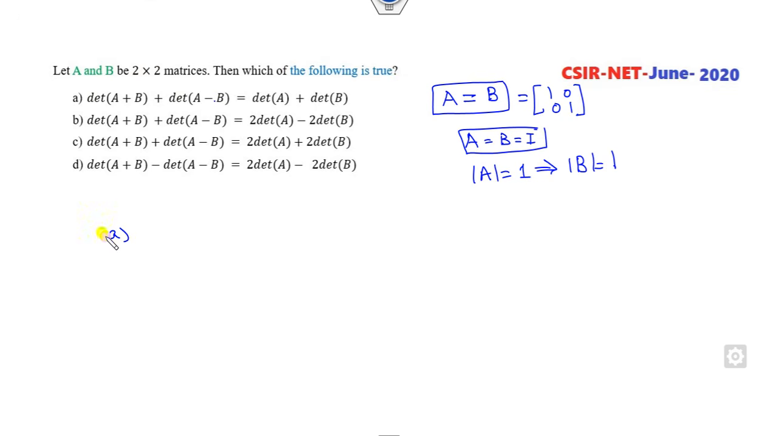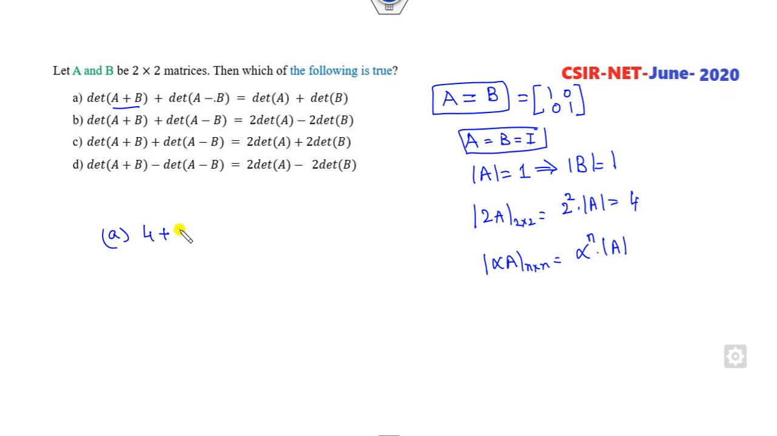So what is the first option? What is the determinant of 2A? It is a 2 cross 2, so it is 2 raised to power 2 times determinant of A. Remember, alpha A for an n cross n matrix is alpha raised to power n times determinant of A. So it is 4.